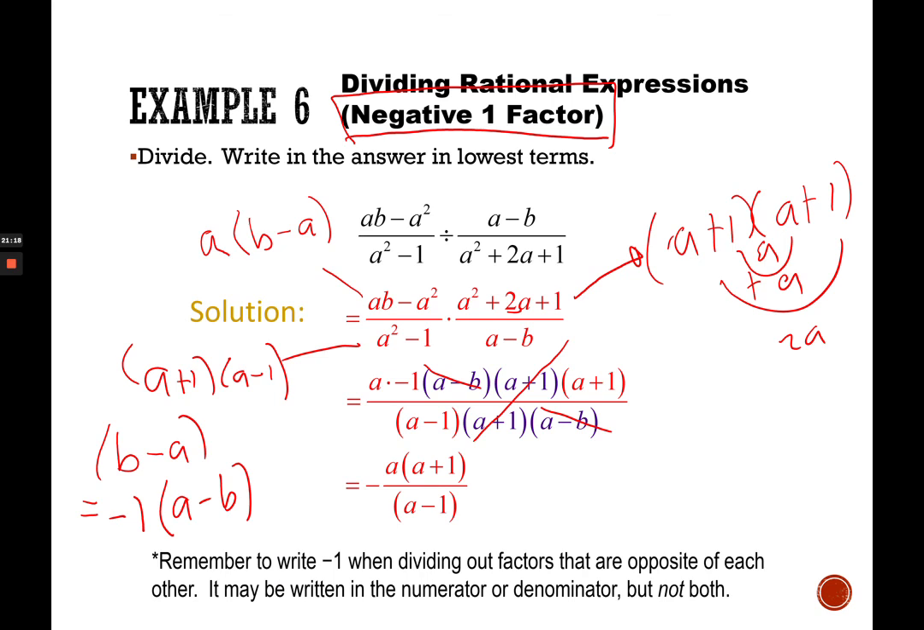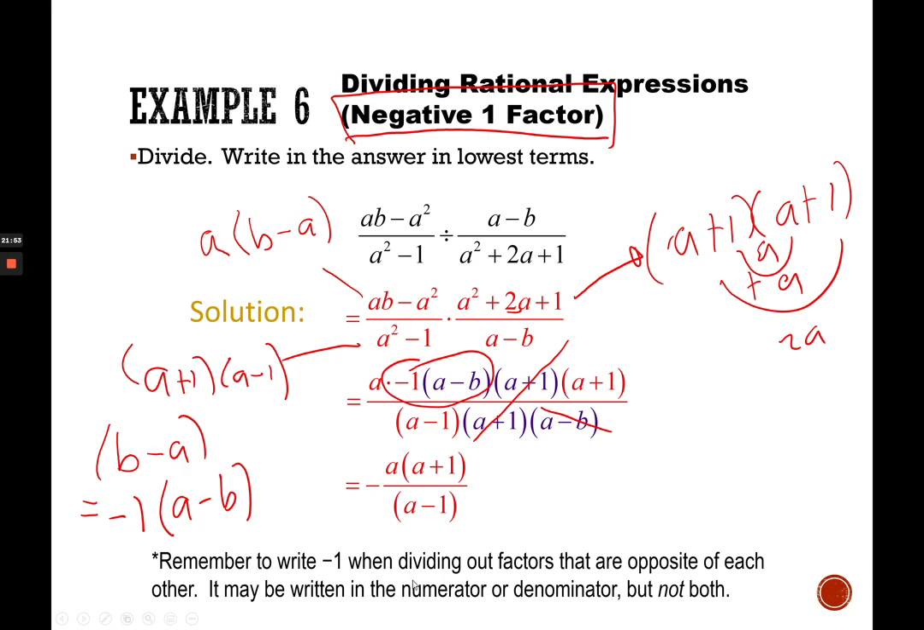Okay? Remember to write negative 1 when dividing out factors that are opposite of each other. It may be written in the numerator or the denominator, but not both. What it's trying to say is that if we did not do the factoring of negative 1 here, we could have done it here. Okay? But sometimes it doesn't work. So see which one works and see which does not work. Give it a try. Okay? So this was the case of a problem that requires negative 1 factor.